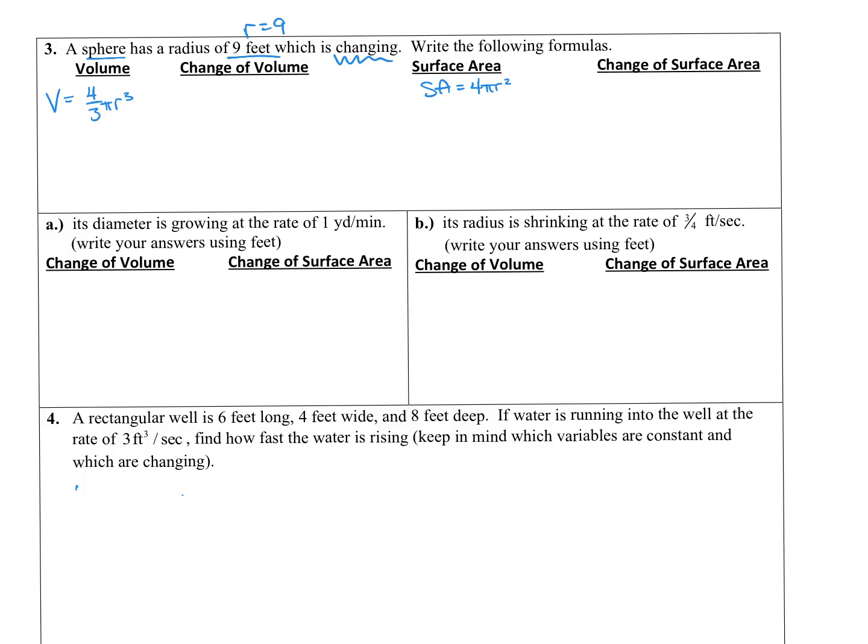Now, they're also asking for the change. So to find the change, you have to do the derivative. The change in the volume, we'd call that dV/dt. The 4/3 pi is a constant multiplier, so it's just going to be hanging out. The derivative of r cubed would be 3r squared. And because it's with respect to time, we need to include that dr/dt. So I could simplify it and make it look a little bit prettier. dV/dt equals, the 3's cancel out, and I have 4 pi r squared dr/dt.